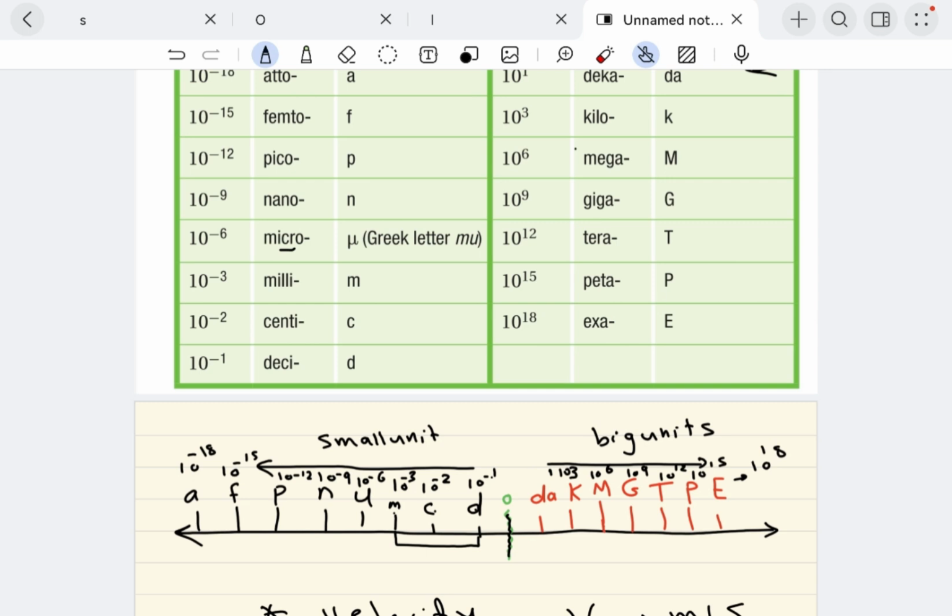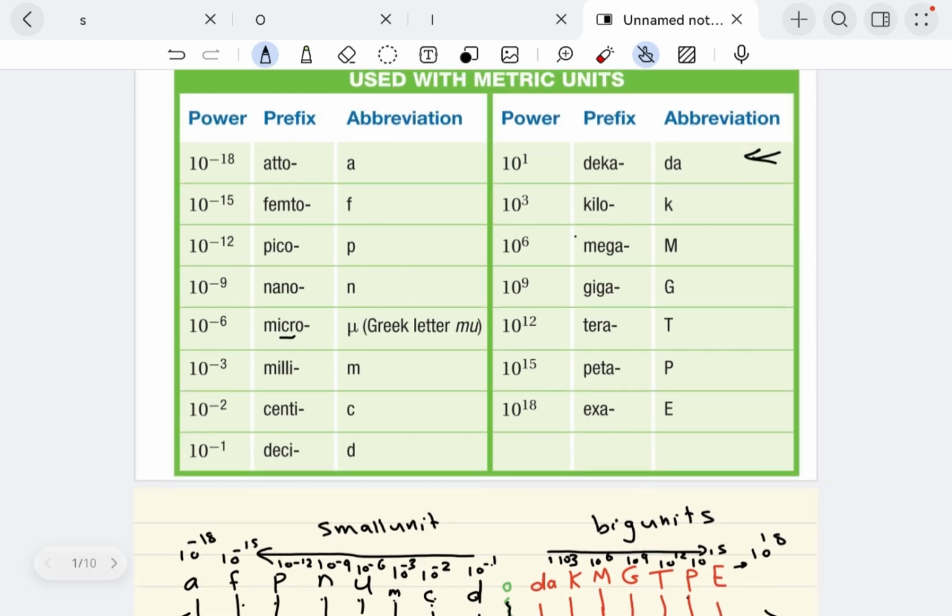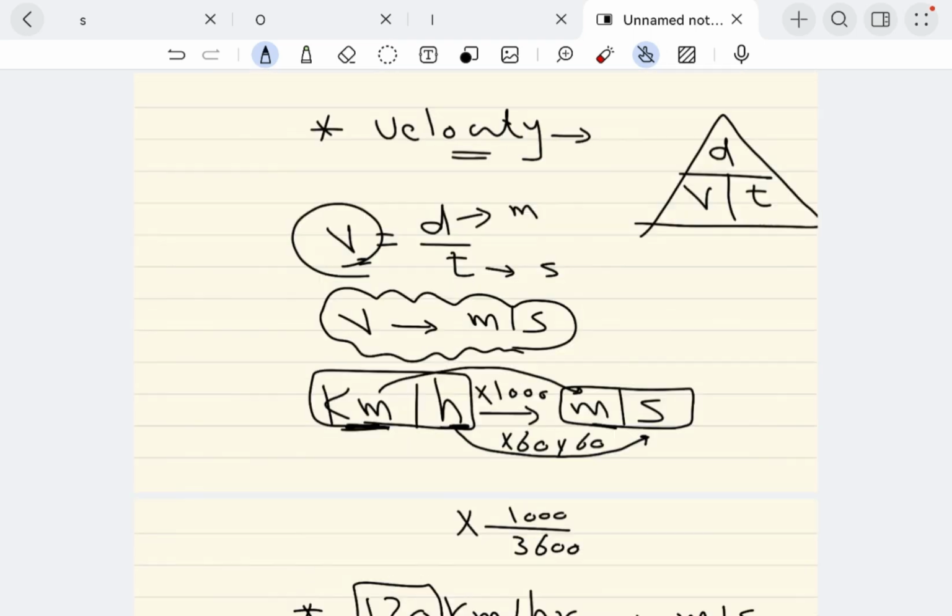Again, we have deci, centi, milli, micro, nano, pico, femto, and atto. These are the small units, and the big units are deca, kilo, mega, giga, tera, peta, and the last one is exa. Okay, this line is only to memorize. Now we can start to practice on these questions to know how to solve them in a very simple way. Okay, let's start.